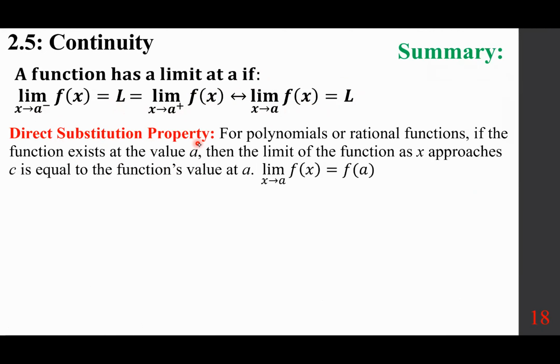Direct substitution property. For polynomials or rational functions, if the function exists at the value a, then the limit of the function as x approaches a is equal to the function's value at a. In other words, the limit of f of x as x approaches a equals f of a. What they're saying is that certain functions, we know they are continuous, but in general, I'm going to claim that every function that we have studied, they're all continuous in their domain, and that's really the key.